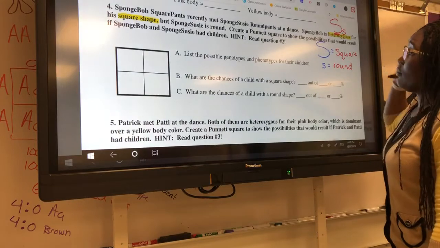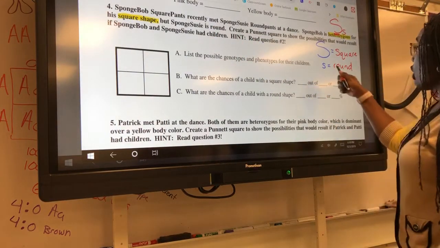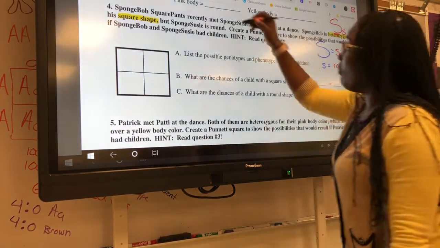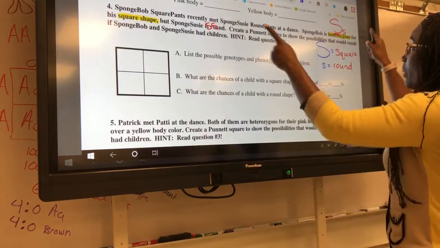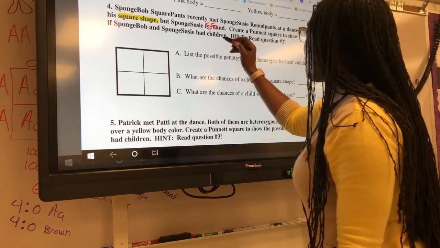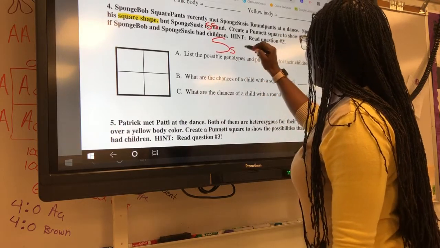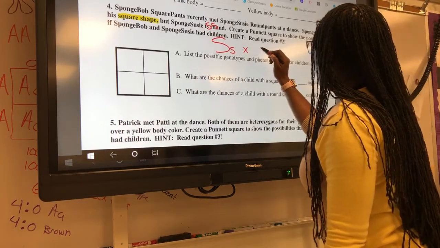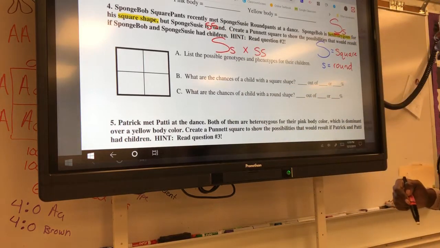Okay? Now, it says Sponge Susie is round. So what's the only way of showing a recessive trait? Exactly. Both of them must be small. So we're going to bring the parents down and show it properly. We know SpongeBob is capital S, lowercase s. We put an X there showing that we're crossing them. And then you put a lowercase s, lowercase s, because that's what Sponge Susie is, because she's round. Are we done there? Nope, we just got started.